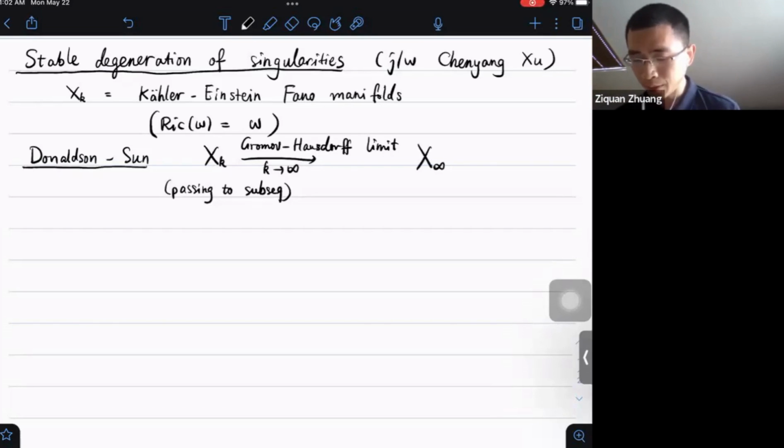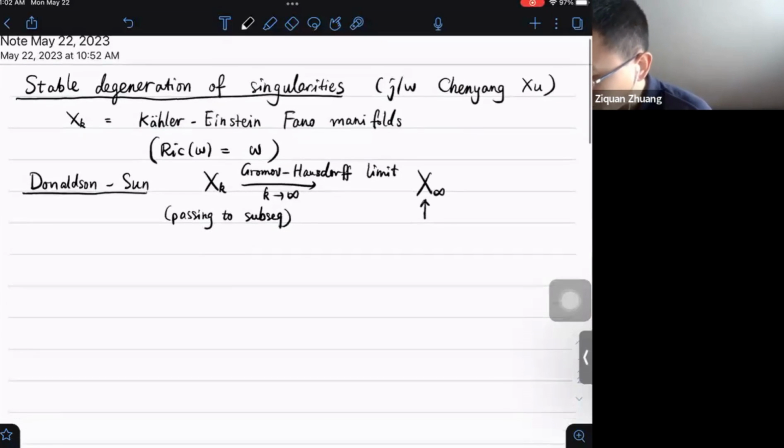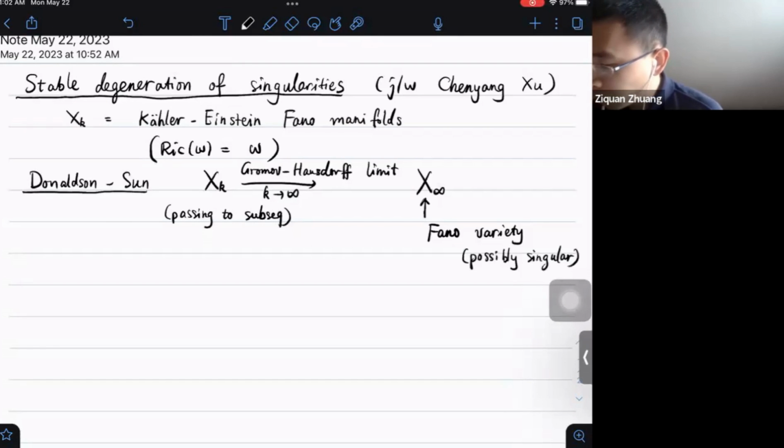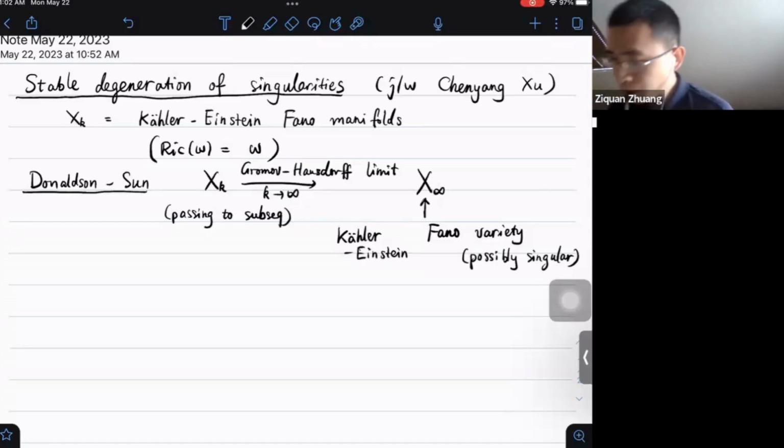So a priori it's a metric space, but then Donaldson and Sun show that this X infinity is also Fano, okay, but it's no longer smooth. It's only a Fano variety. So the variety part means that it's possibly singular. But the Kähler-Einstein metric also goes to the limit. Okay, so all the structures you see, at least the metric structure you see before taking the limit, goes through to the limit, except that you have to allow some singularities. Okay, so that's the upshot of this statement.